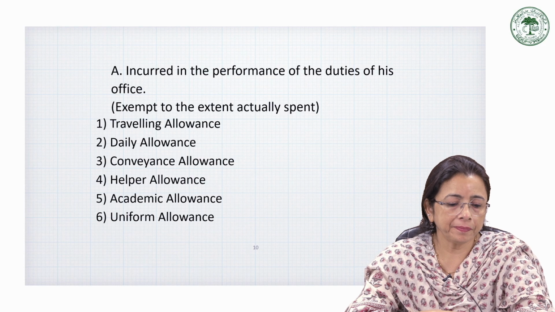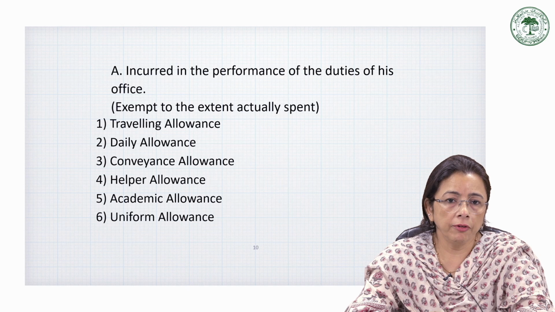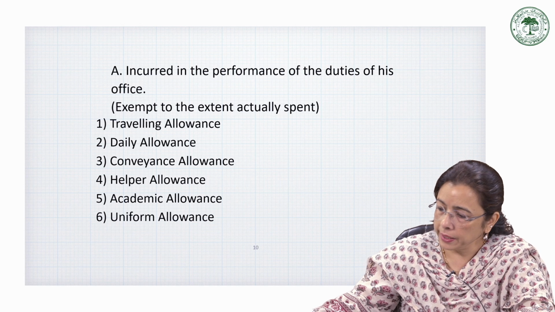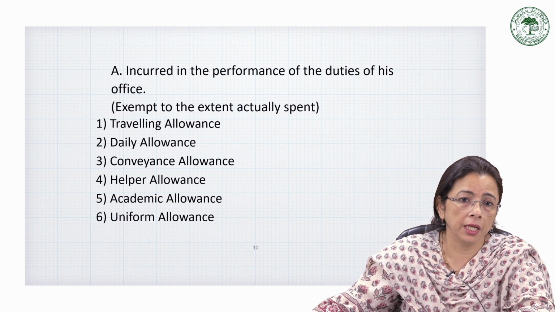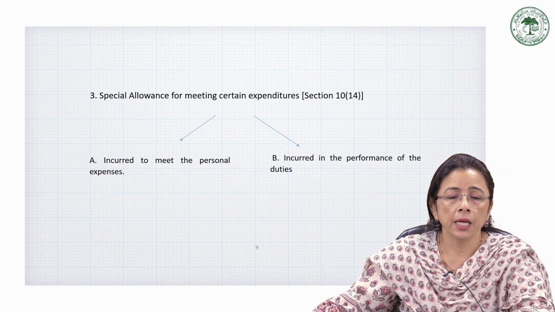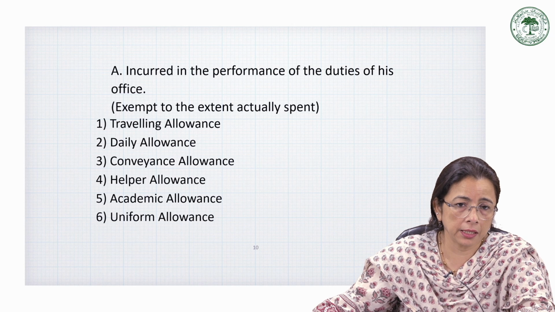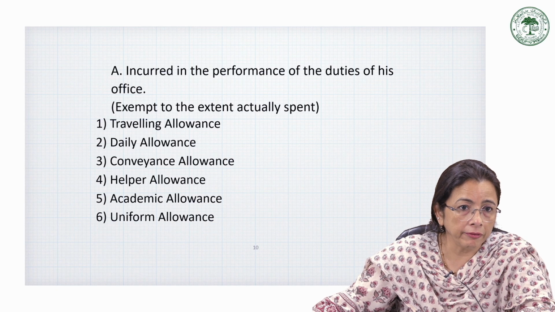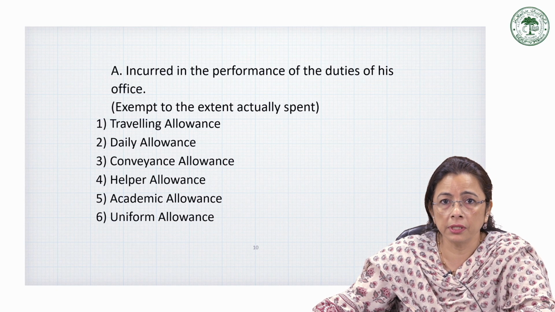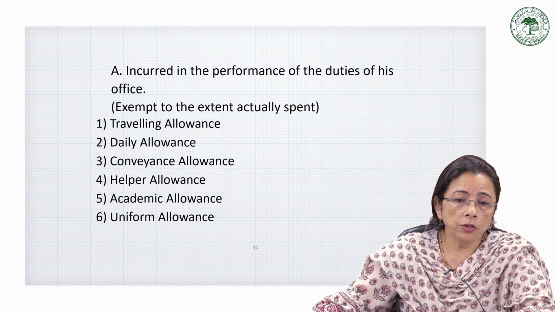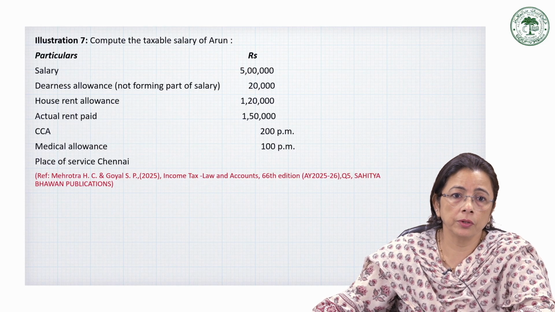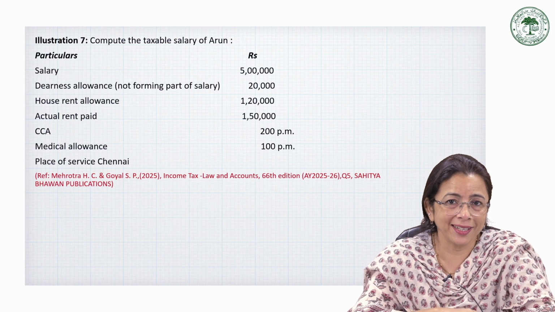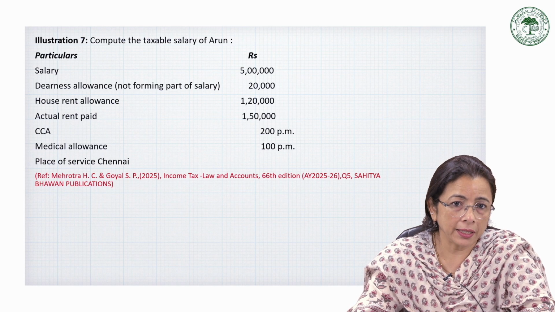Greetings everyone. We continue the session where we were discussing the third component of the partially exempted or partially taxable allowances, that is the special allowances, out of which we already discussed some before you. That is the traveling allowance, daily allowance, conveyance allowance, helper allowance, academic allowance and uniform allowance. Now to understand them better, let us go for a small illustration and put these conceptual learnings into practice.